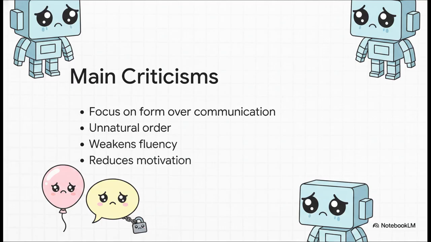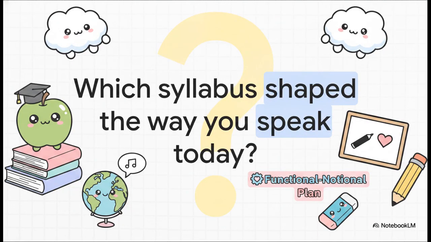Critics argue that by prioritizing form over natural communication, learners might memorize all the rules but then completely freeze up in a real conversation. Furthermore, language acquisition research suggests our brains just don't actually learn languages in this rigid, one grammar rule at a time order. While a grammatical syllabus greatly improves accuracy, it often really weakens fluency. Students become so focused on avoiding mistakes that they lose the natural rhythm of speech, which can ultimately crush their motivation to keep learning.